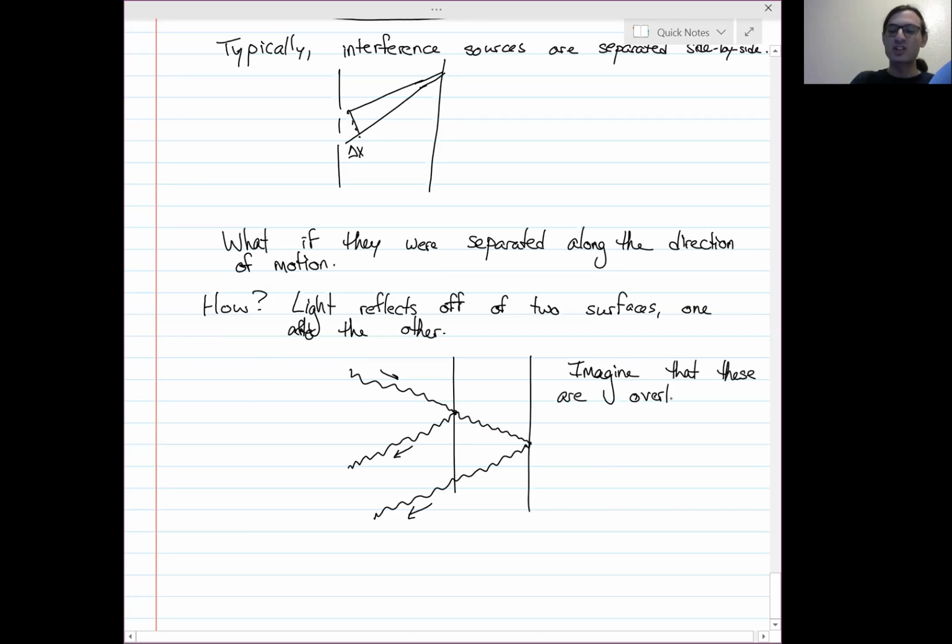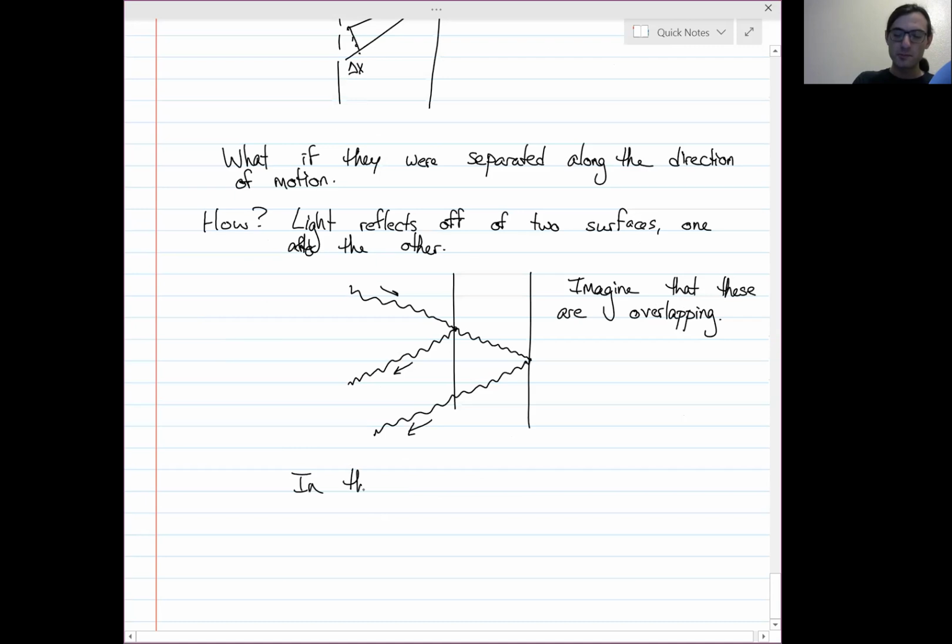But imagine that these were overlapping. So you just shine the light straight onto the mirror. Some of the light reflects off the first surface. Some of the light passes through and reflects off the back surface. Then the emitted light will reflect straight back up again, right? And so then you could have two waves that are in the same place and could interfere. So imagine that these are overlapping.